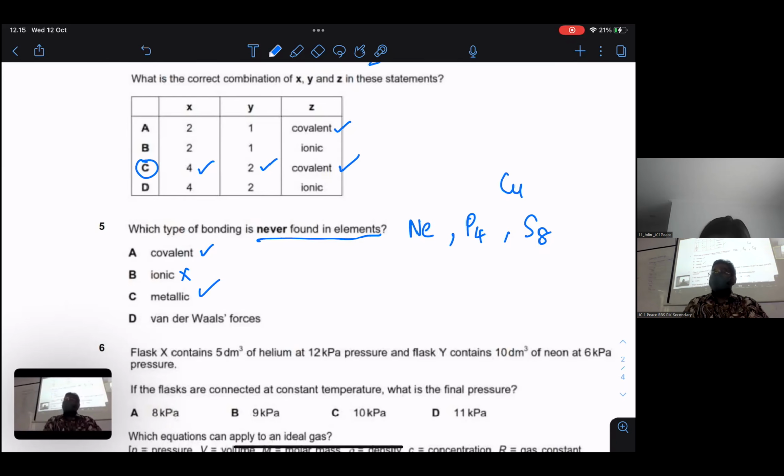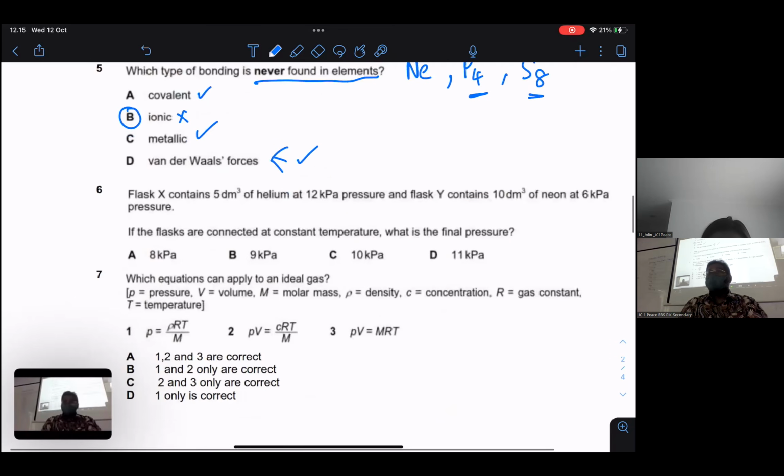And then van der Waals forces is divided into 3: hydrogen bonding, ID, and PD. So in this case, all these have ID, so they can have van der Waals forces. So the answer is going to be ionic. Two different elements. ID can happen for polar or non-polar also.